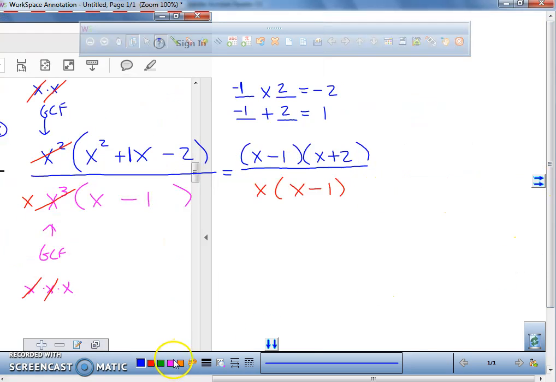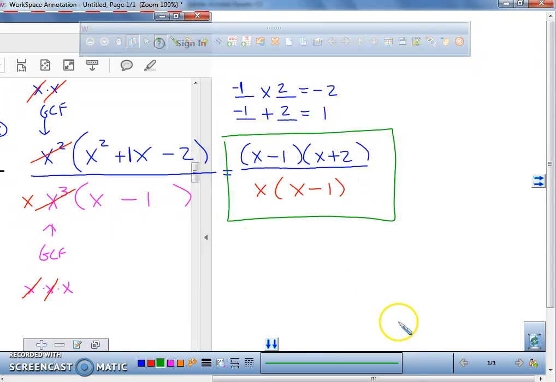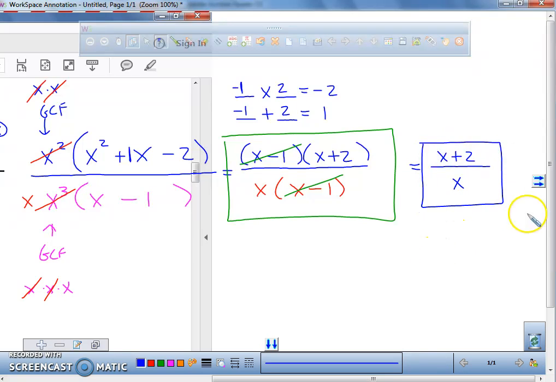Does anybody see anything we could possibly cancel out in this expression? That's right. So these cancel out. And what's the only number left now in the numerator? An x plus 2. And what's the only number left in the denominator? x. And this right here is your final answer.